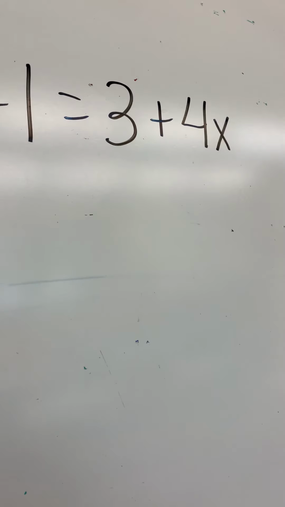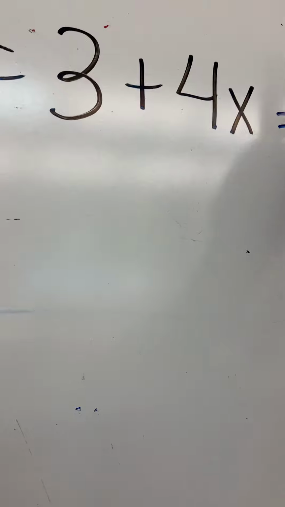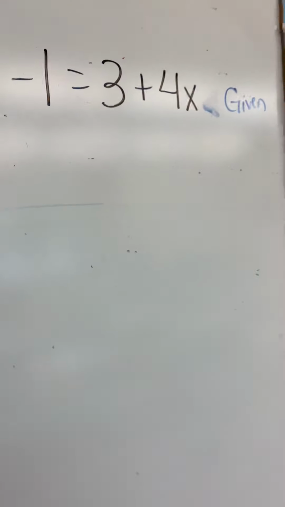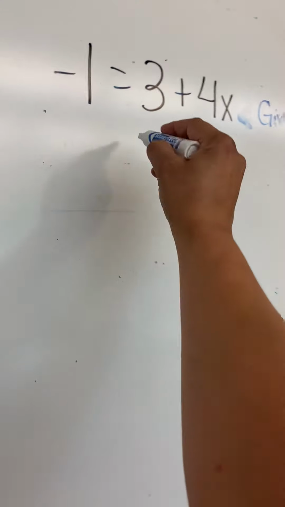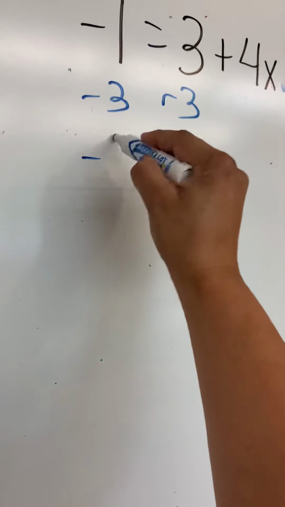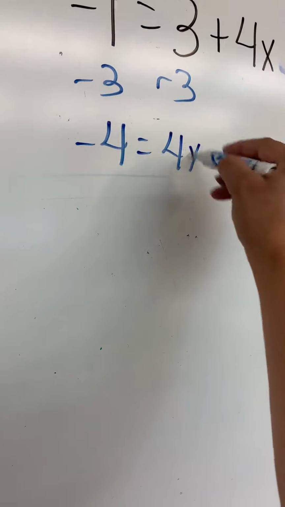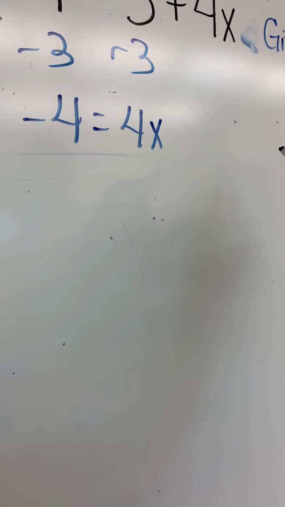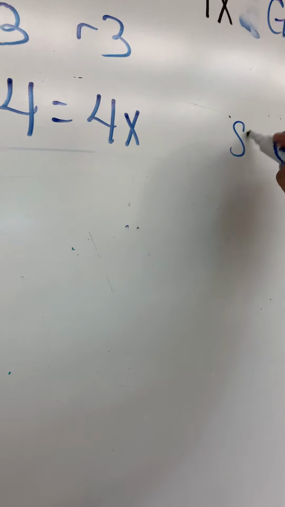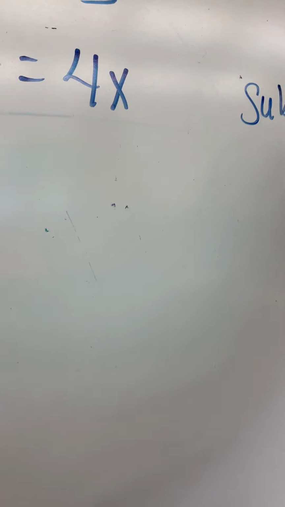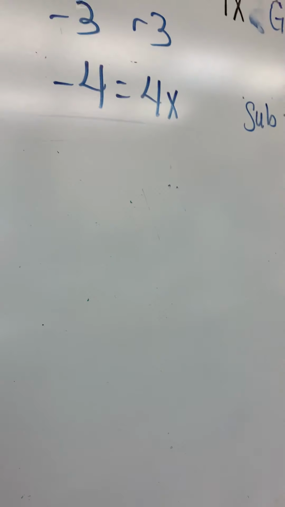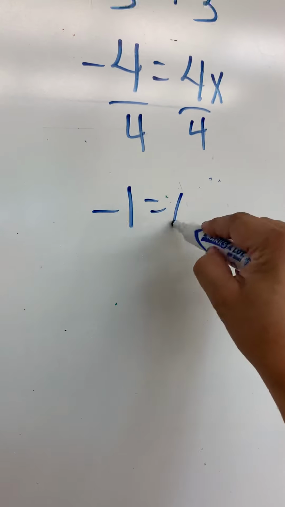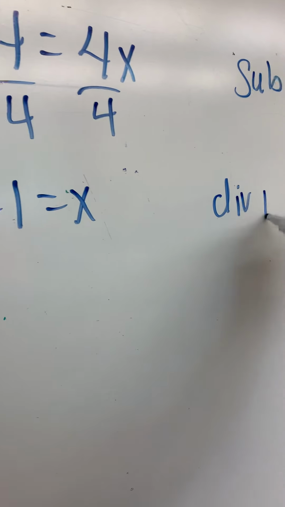Look at this one up here. First step, given. Next step, subtract 3. So -4 equals 4x. What's that called? The subpo. Now what? You have to divide by 4. So we got -1 equals x. There's your divpo.